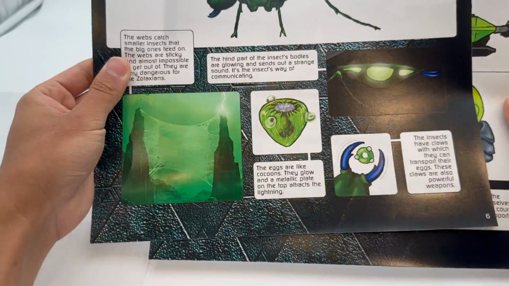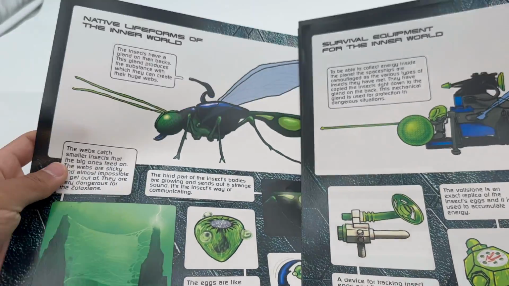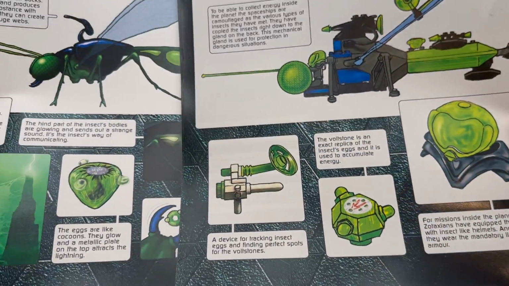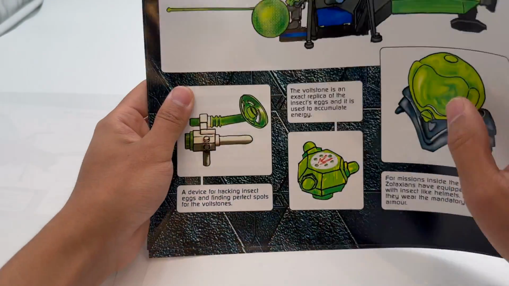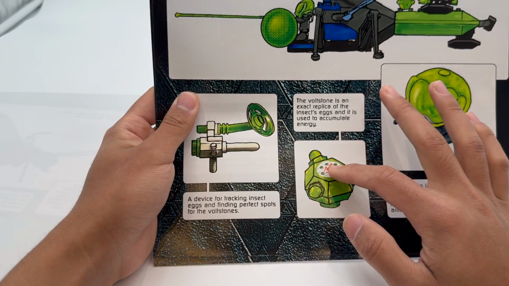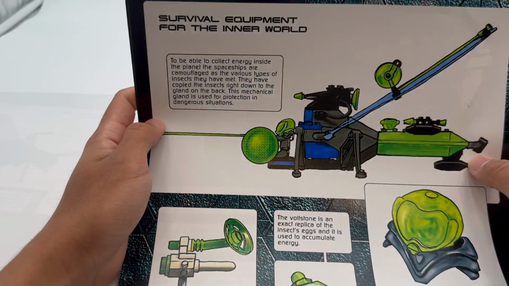So obviously, you're taking those ideas and then turning it into a ship. And I love this juxtaposition here. We have the insect versus the insectoid ship and what they have done to really try to mimic their technology. And there you have it. There is that vault stone there, an exact replica of the eggs used to accumulate energy, which is super cool, getting a lore explanation as to what these are.